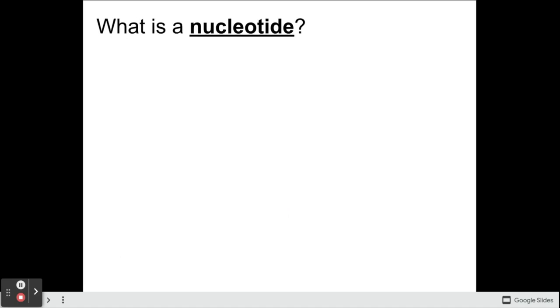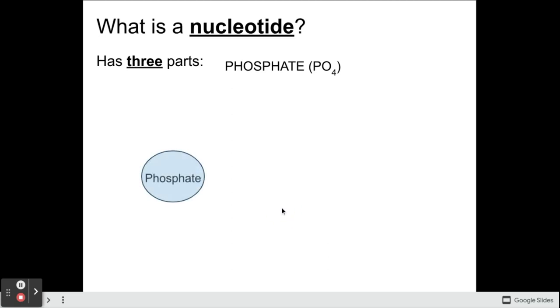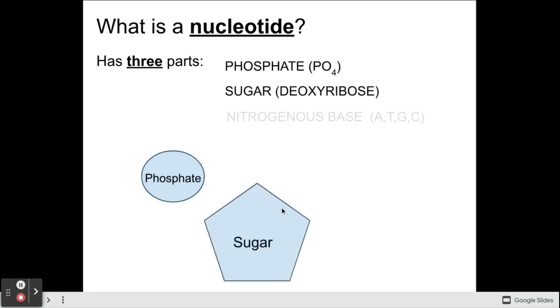So what is a nucleotide? Well, it has three parts. There's a phosphate group. There's a sugar. The sugar is known as deoxyribose. And then there's what's called a nitrogenous base.